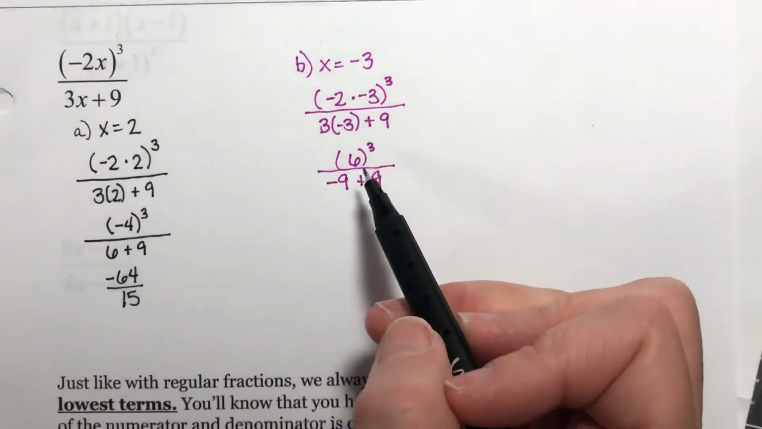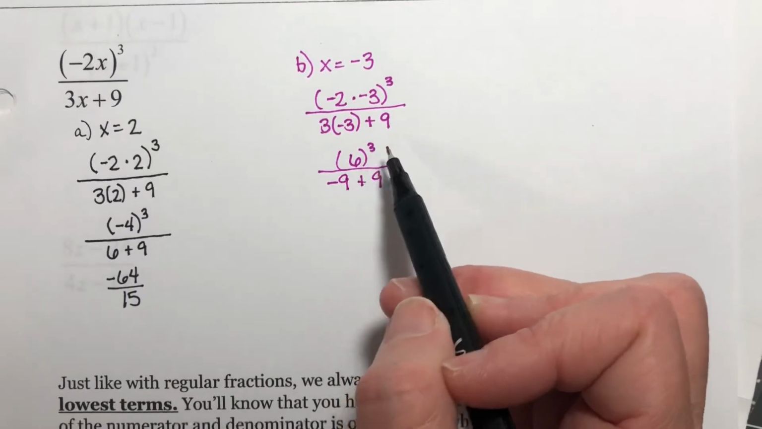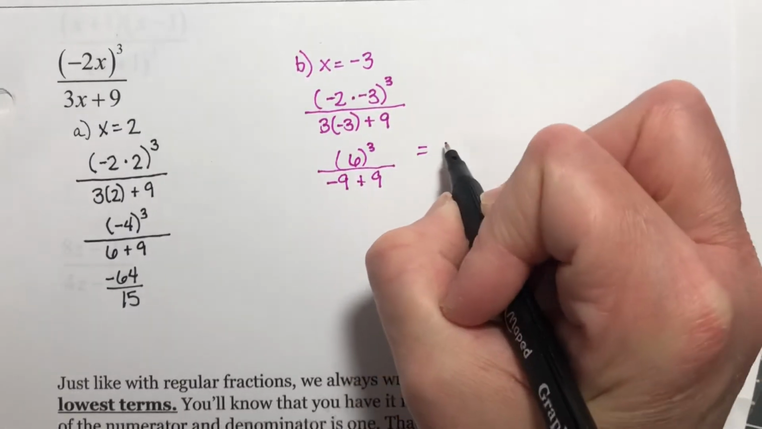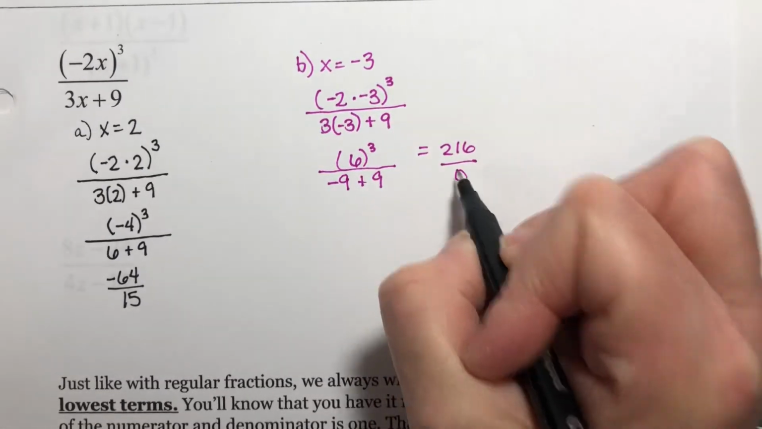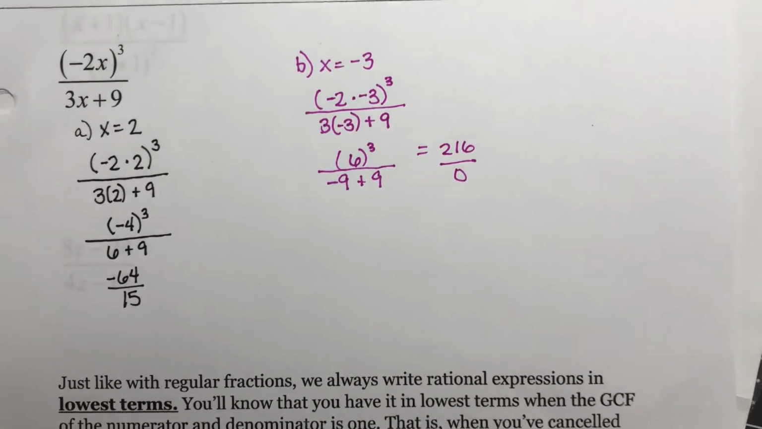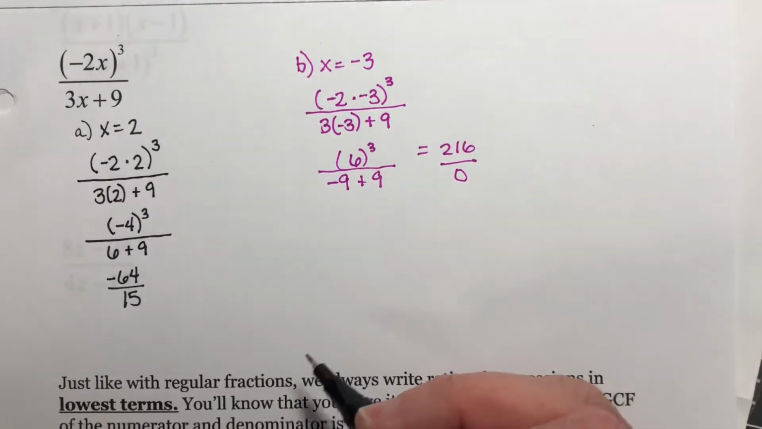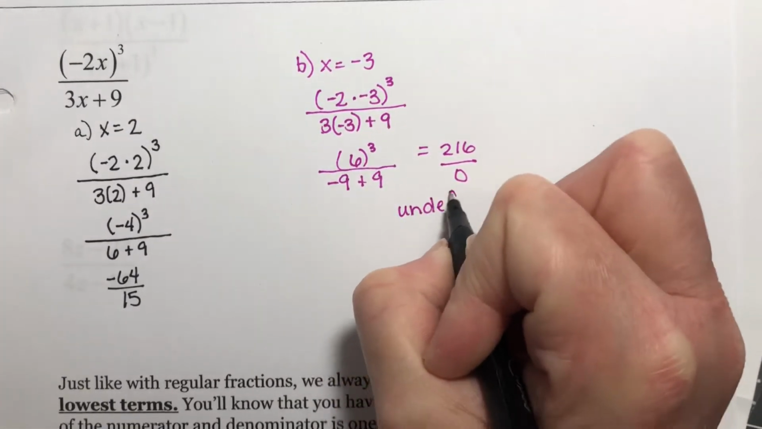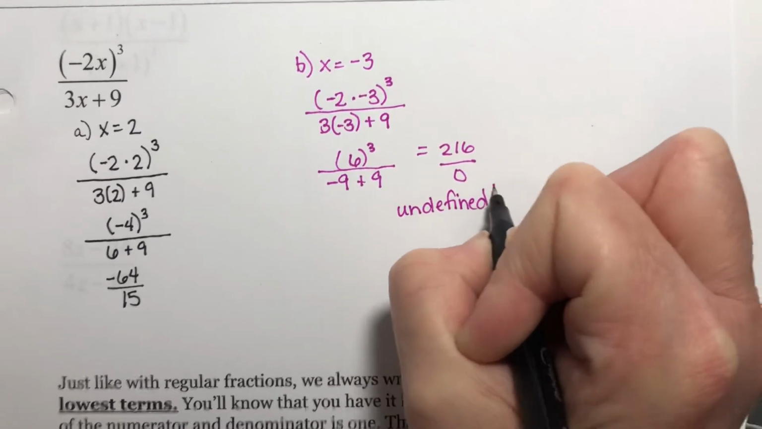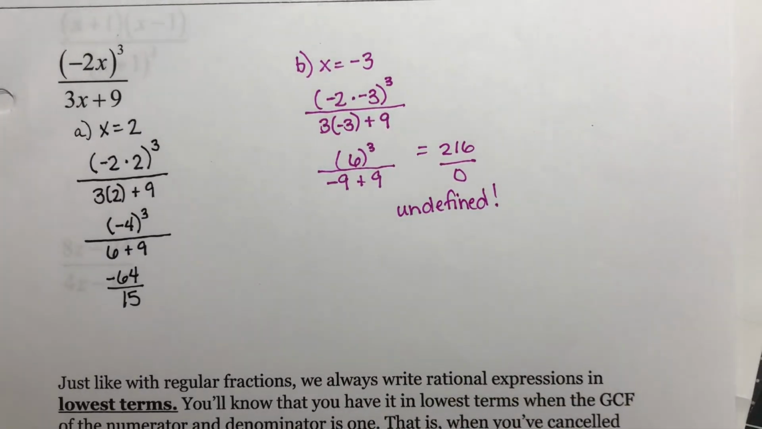Now, I could go ahead and multiply 6 to the third power. I mean, it's equal to 216, but I see here in the bottom, I'm going to get a 0. And when I have a 0 in the bottom, I didn't even really need to do that arithmetic, because as soon as I knew that, this is undefined. Zero on the bottom is undefined.